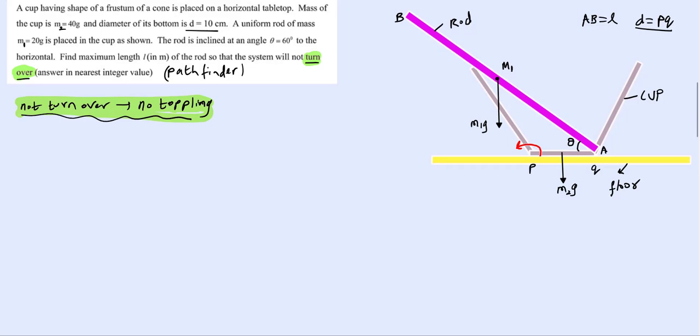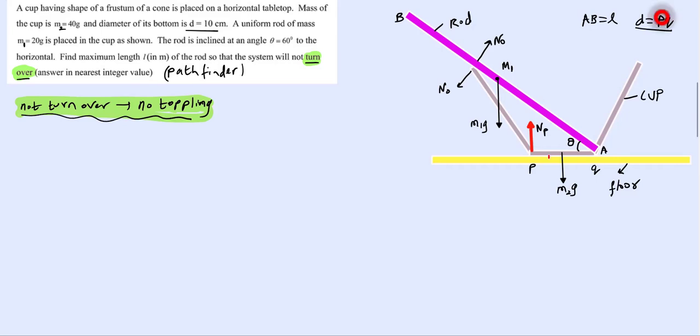The maximum length is being asked. Then there will be a normal contact between the cup and the rod. Call that N naught. Similarly, on the cup, N naught. Then the normal reaction by the ground, by the floor, will pass through the point P.